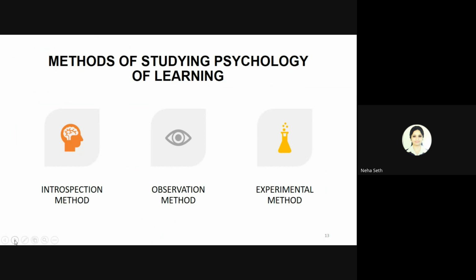Now, these are the methods of understanding the psychology. As I mentioned that psychology is more of a kind of art, but yes, it is a scientific thing now as well. So there are methods, there are three methods. Majorly, these are the three methods of studying psychology of learning. One is introspection method, then observation method, and third one is experimental method. We will discuss these one by one. Please come to the next slide.